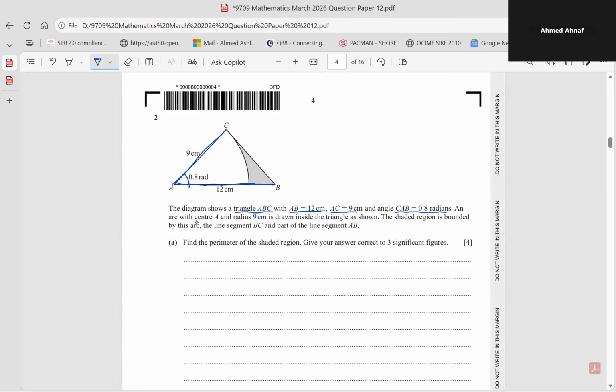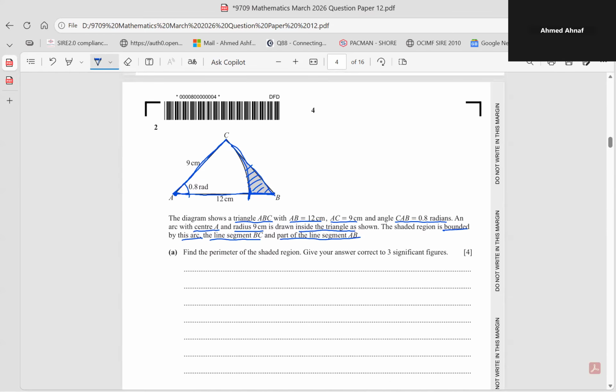An arc with center A. So this is the center of this arc. And radius 9 centimeters. So AC is the radius as well, and the arc is drawn inside the triangle as shown. Okay. So the shaded region is bounded by this arc, the line segment BC. So this one, and part of the line segment AB. So yeah, this. So if you still can't see it, this is the shaded region that they're talking about.